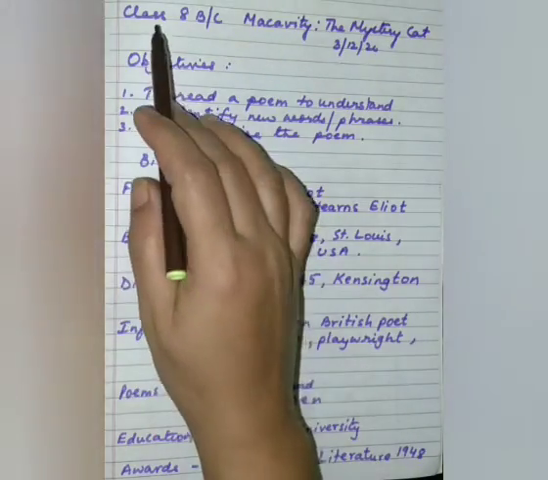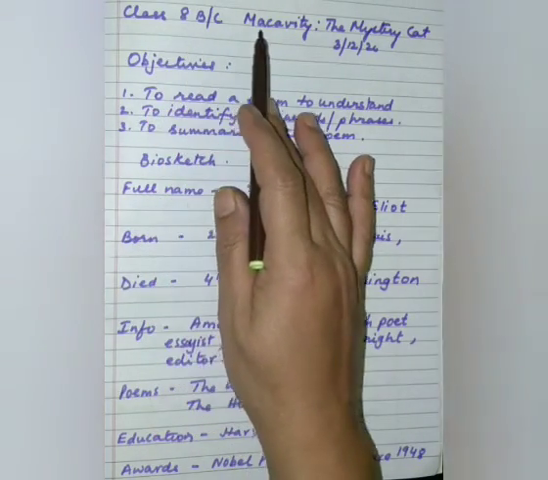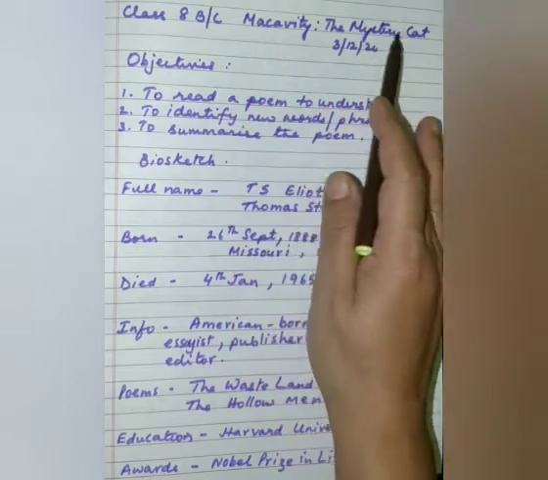So this is supposed to be a poem about a thieving cat. Thieving in the sense of a robber, a person who steals, in this case the cat. So continue watching the video. I'm explaining the objectives in the upcoming video and also the bio sketch of the poet. Continue watching, please.